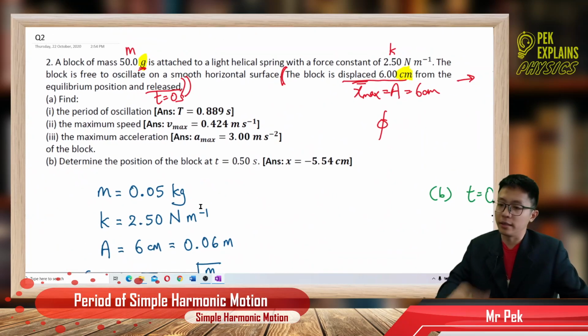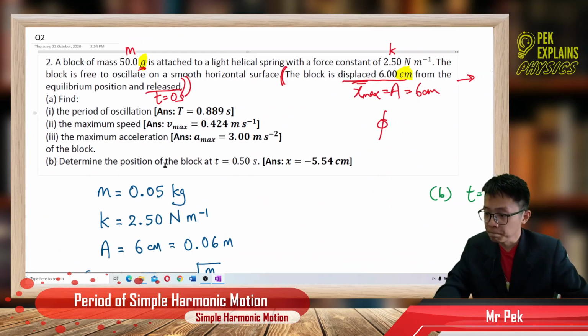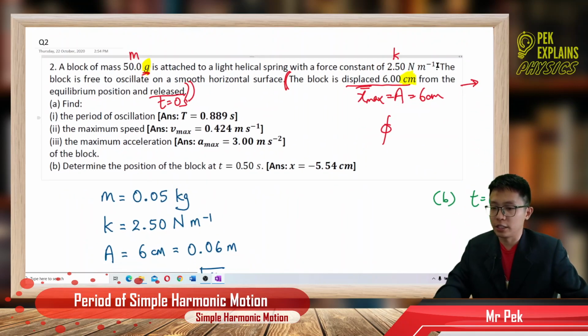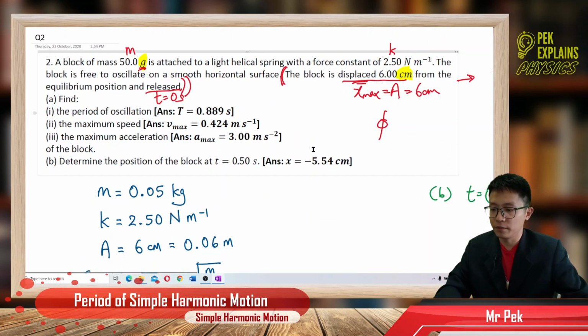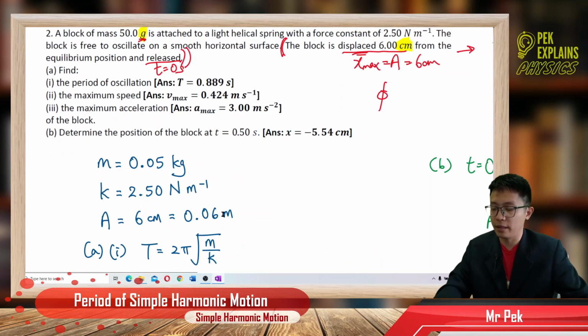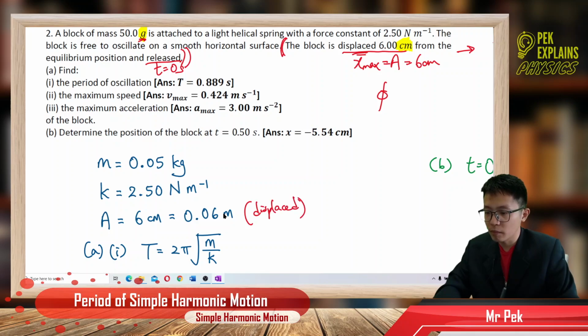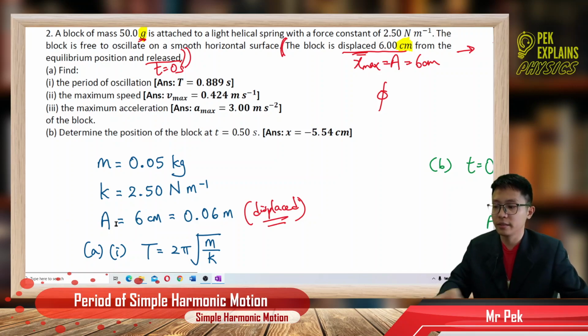Now, okay, let's start our questions. So we have the mass, I changed to kilogram already. The force constant is 2.5, and the amplitude is 6 cm. The word displace means amplitude. How much we displace, then it become our amplitude. So 6 cm, convert to SI unit. Divide by 100 is 0.06 meter.